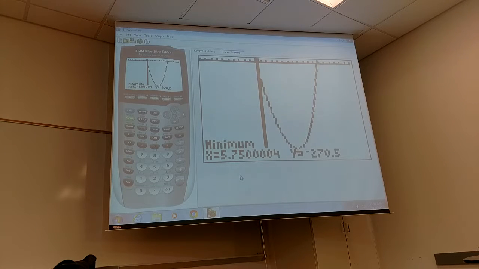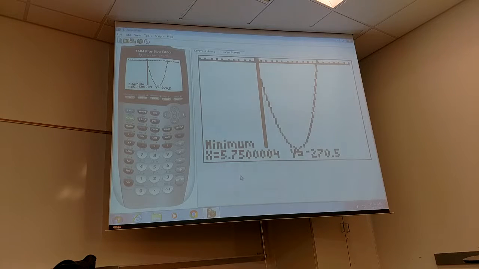So the vertex is 5.75, roughly, comma, negative 270.5. Pretty close to what we saw on the table. It wasn't perfect, but we got pretty close to the table. All right, so that seems kind of useful, right? You can actually check your vertex work on any problem where they ask you to find the vertex. You can make the calculator do it for you.